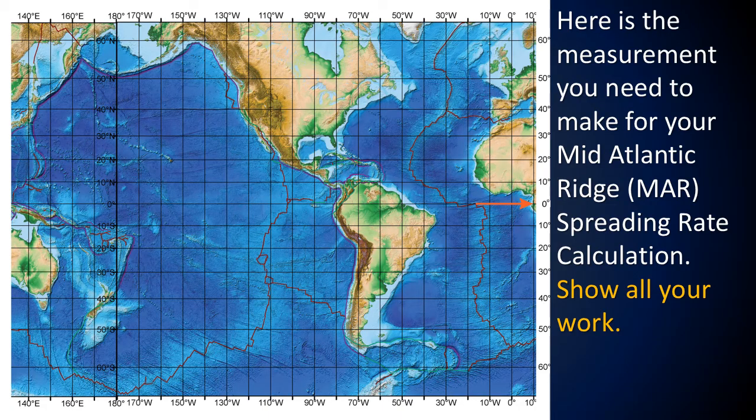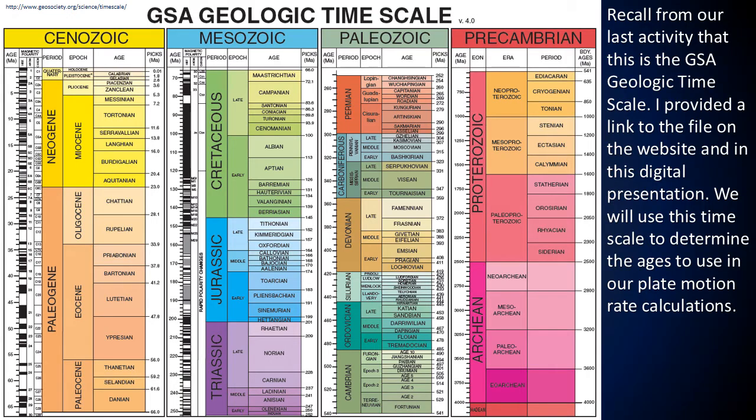Here is the measurement you need to make for your mid-Atlantic ridge spreading rate calculation. Show all of your work. Recall from our last activity that this is the Geological Society of America geologic time scale. I provided a link to the file on the website and in this digital presentation. We will use this time scale to determine the ages to use in our plate motion rate calculations.